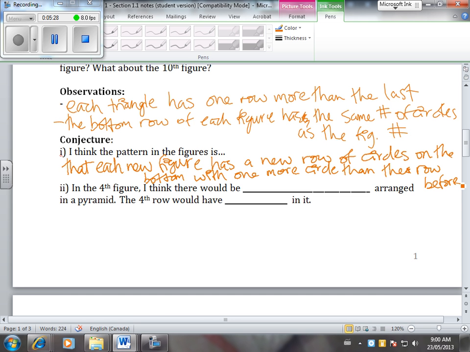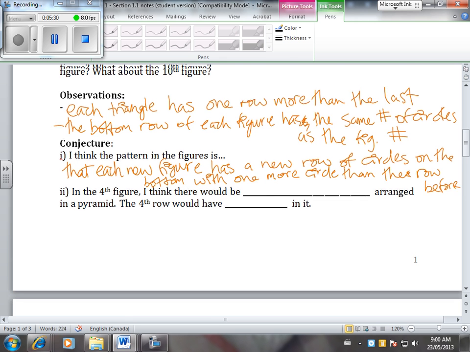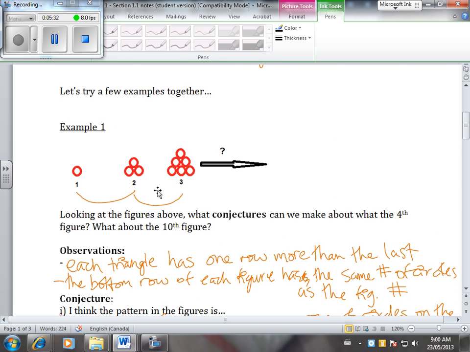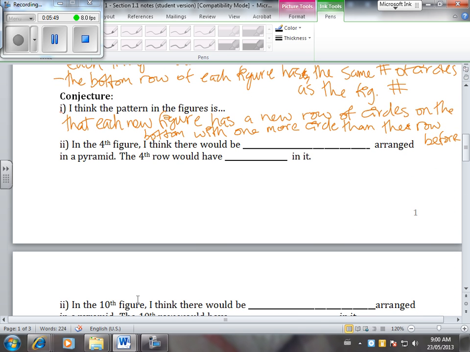So in the fourth figure, if I drew it the same, I would think that it would look something like this. And then I would put 4 on the bottom, and that would be my next figure. So in that case, I would think in the fourth figure there would be 4 rows of circles.